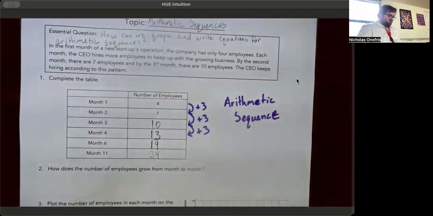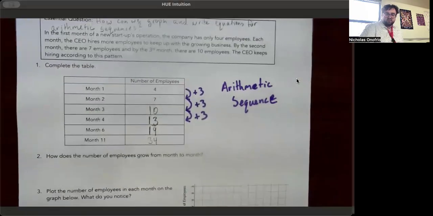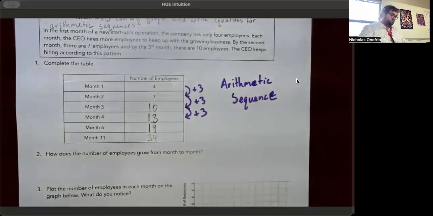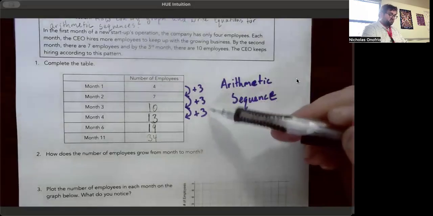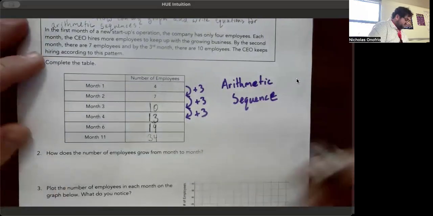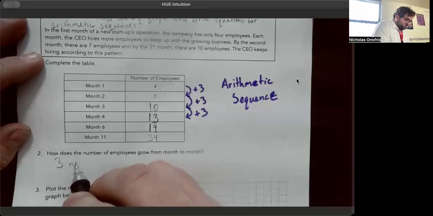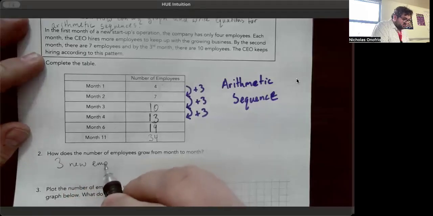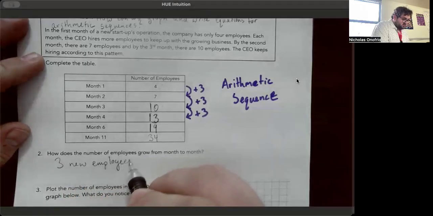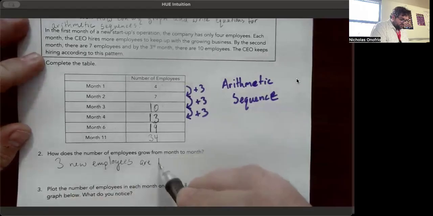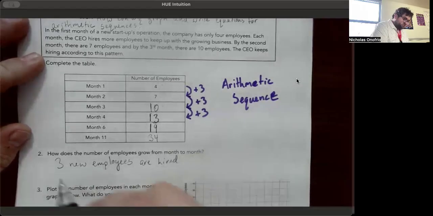So let's answer question 2. How does the number of employees grow from month to month? We've already seen it increases by 3 every month. So we can say 3 new employees are hired each month.